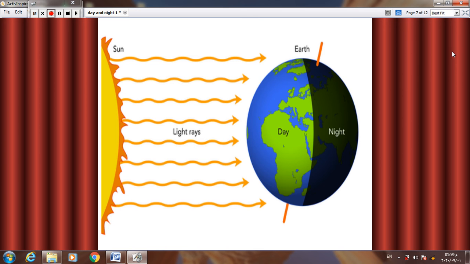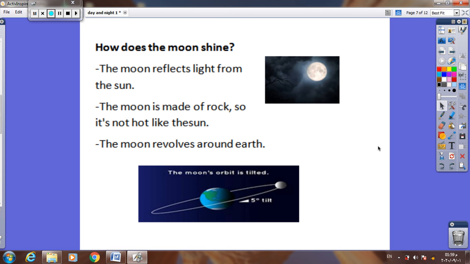Primary 2. We said that the Moon revolves around Earth, right? The Moon revolves around Earth, and we can see the Moon in the sky at night. When we see the Moon, we can see it shiny, right? But the Moon is made of rock. It's not hot or shiny like the Sun. The Moon is made of rock.